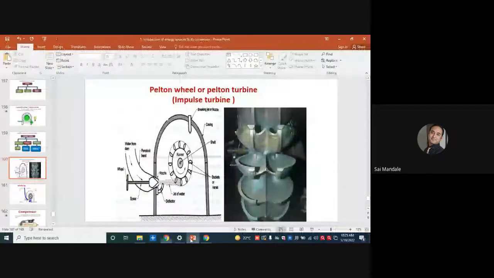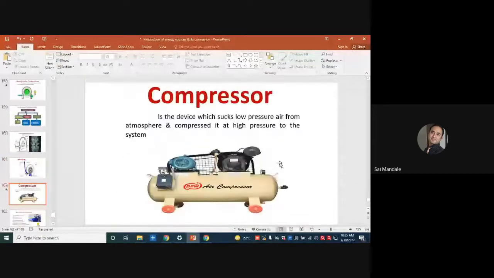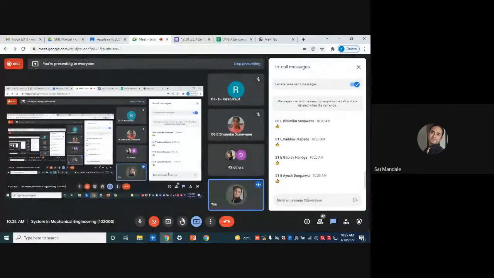So the next point is the compressor. This is the compressor. Can anybody tell me what the function of a compressor is? Increasing the pressure of gas, increasing the pressure of air. Okay, and only one function from the girls. Prerna?